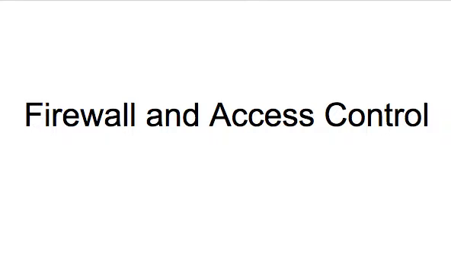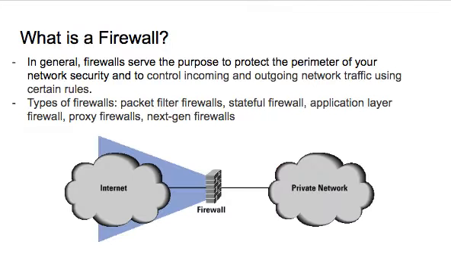In this video, we will be going over firewalls and access control. What is a firewall? Well, in general, firewalls serve the purpose to protect the perimeter of the network security and to protect incoming and outgoing network traffic using certain rules. Firewalls record the incoming requests, inspect data packets, and block any unauthorized or unusual activity to the network.